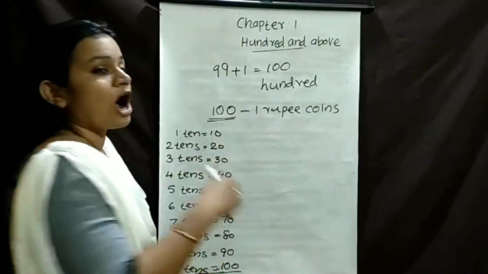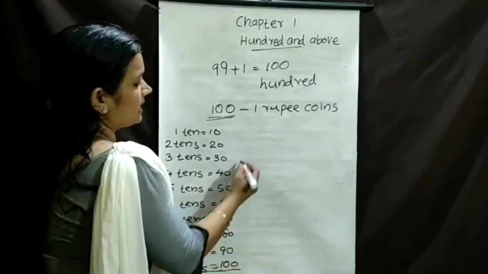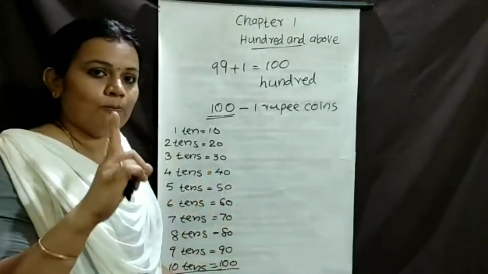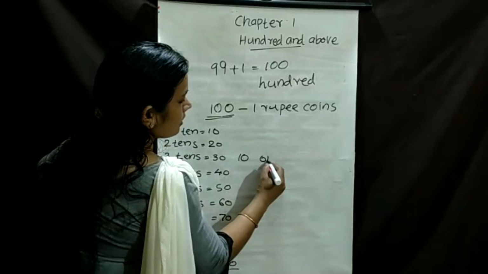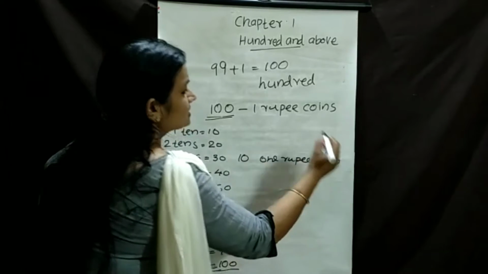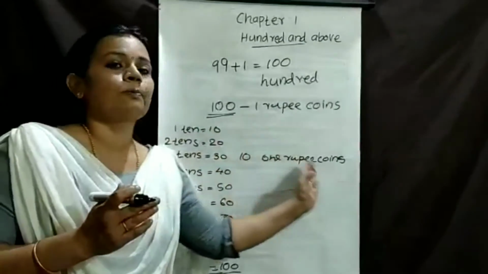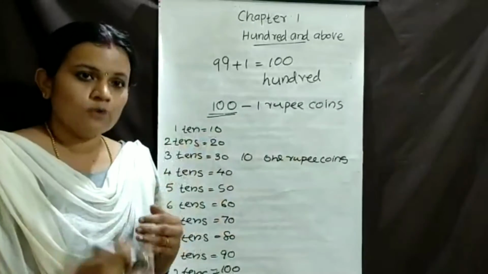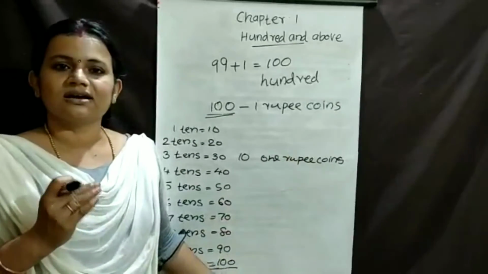Then how many 1 rupee coins does one group have? One group has 10 one rupee coins. Adira makes 10 groups, and each group has 10 one rupee coins.